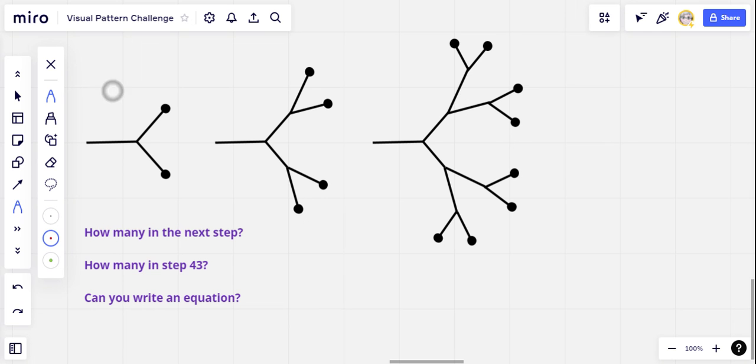Here's our pattern today. Here's step 1, here's step 2, here's step 3, and your challenge is to figure out how many of these little, I'm going to call them berries, how many berries, these little dots on the end of the twigs, are in step 4. If you can do that, can you predict how many would be in step 43? And could you write an equation that could be used to tell the number of berries in any step at all? So that's the challenge. If you'd like to accept it, pause the video and see what you can do.